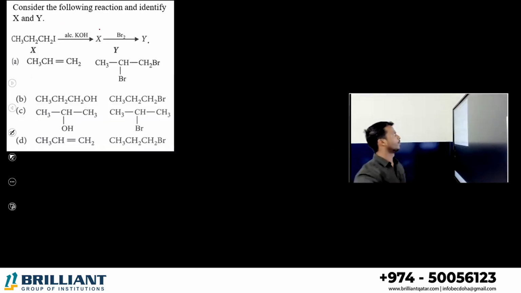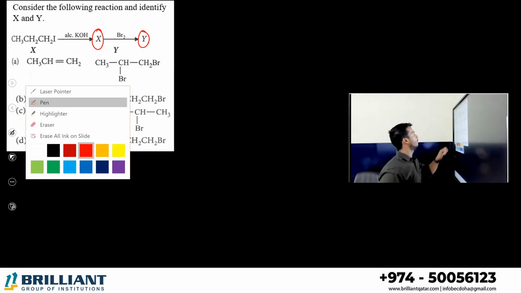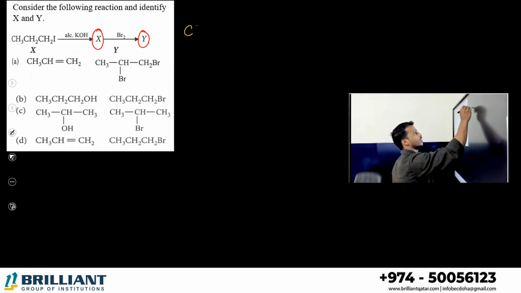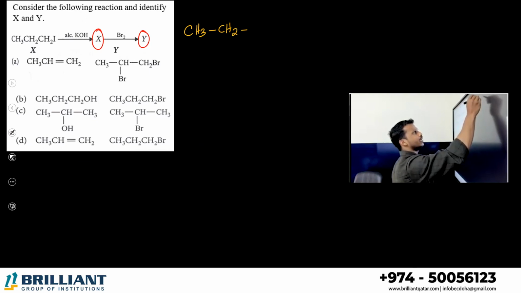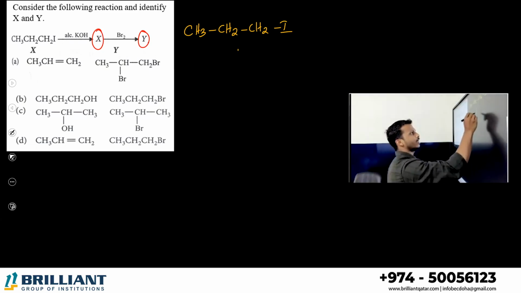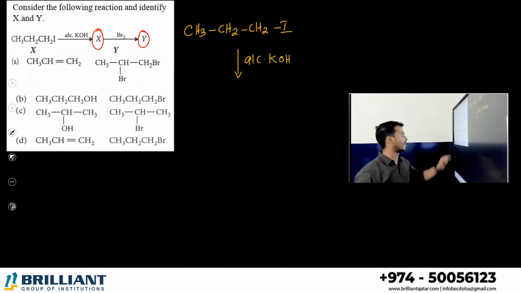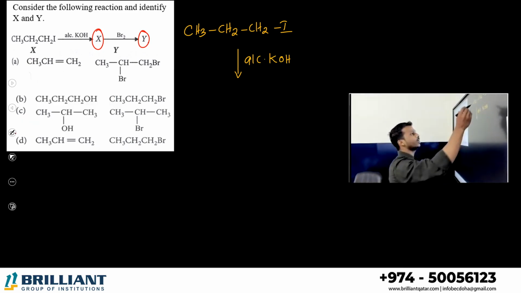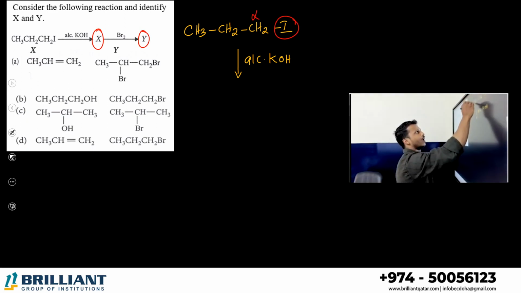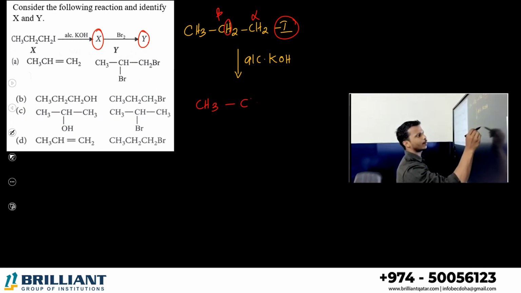Alright, next one. Consider the following reaction. Identify X and Y. Very simple. The starting material is CH3, CH2, CH2, iodo, that is 1-iodopropane. We are treating it with alcoholic KOH. Again, the reaction is beta elimination. Take iodine from the alpha carbon, hydrogen from the beta carbon, and make a double bond between alpha and beta. Your product is propene. Alright, this is your compound X.